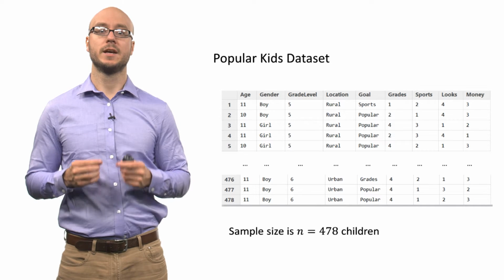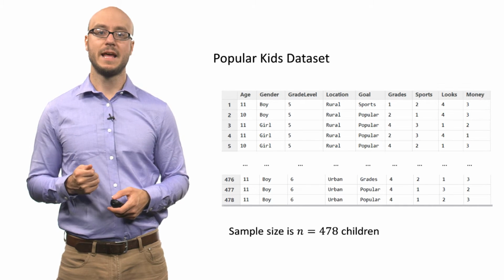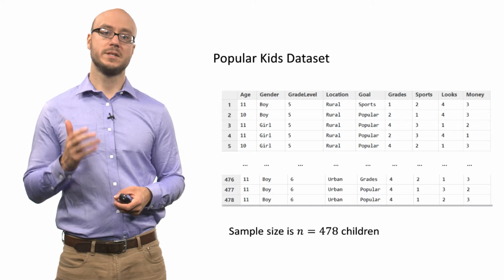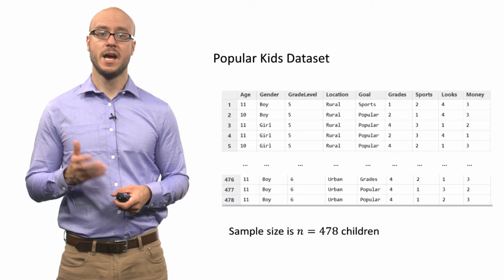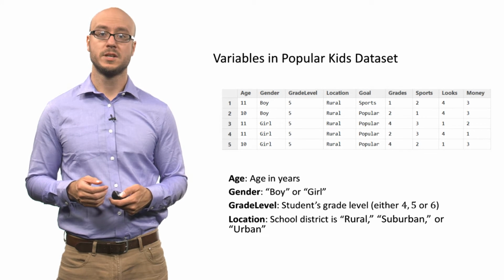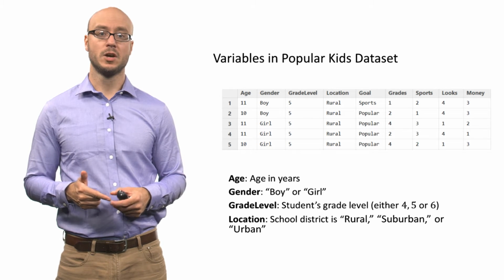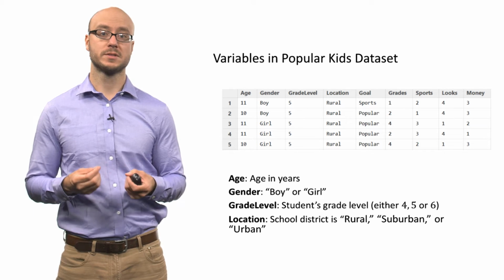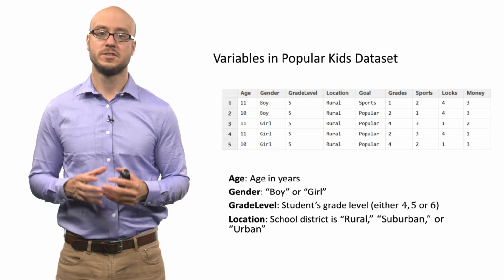This is what the data set looks like. So you can see in this data set, there is an N of 478 children, so the sample size is 478. That means that there are 478 rows or cases or observations to this data set. And then we have several variables. So the variables include age in years, gender, whether the student is a boy or a girl, so those are the 2 levels of that factor. We also have this variable grade level, and this is the student's grade level.